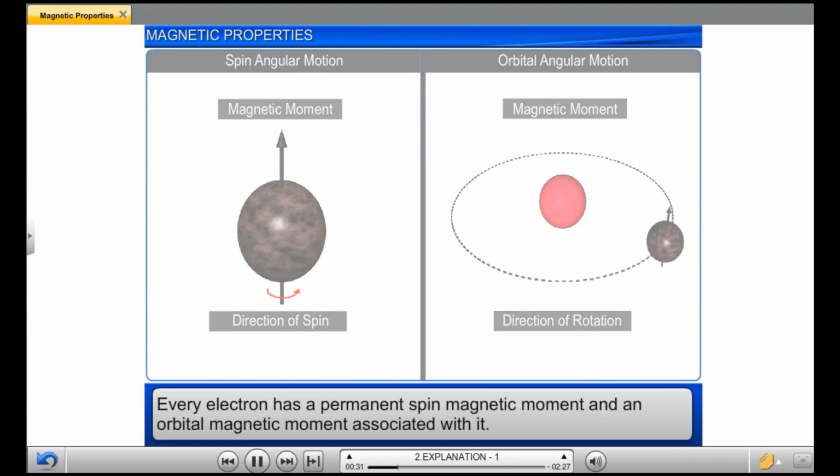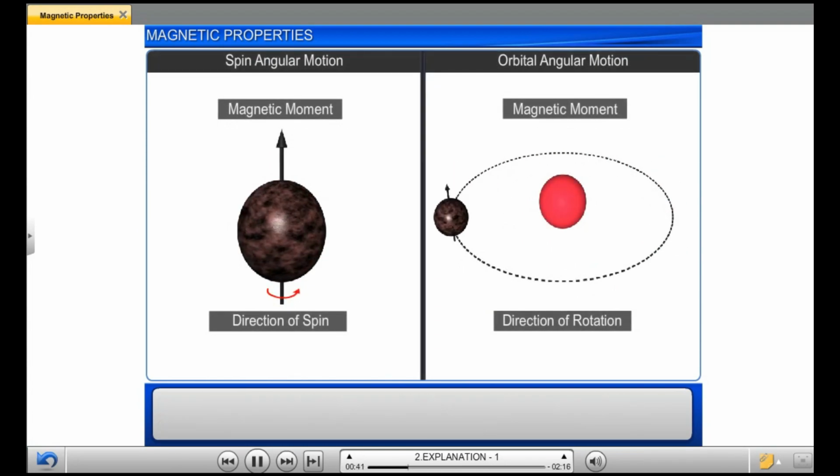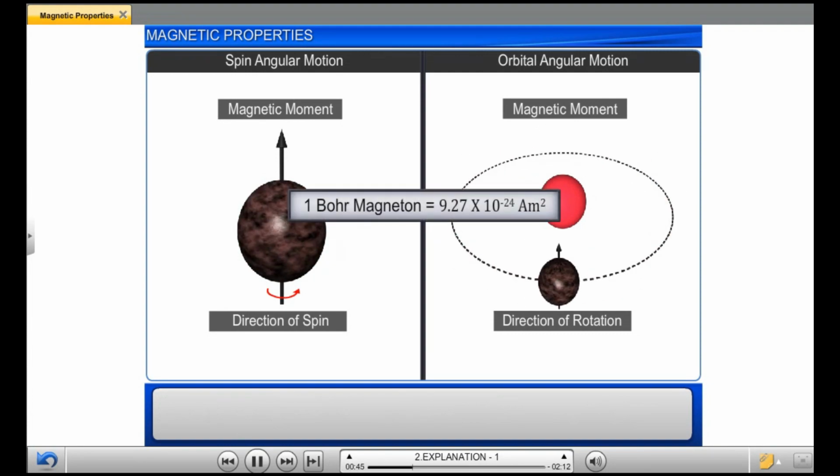Thus, every electron has a permanent spin magnetic moment and an orbital magnetic moment associated with it. The values of magnetic moment are very small and are measured in units called Bohr magneton. 1 Bohr magneton is equal to 9.27 × 10^-24 ampere meter square.